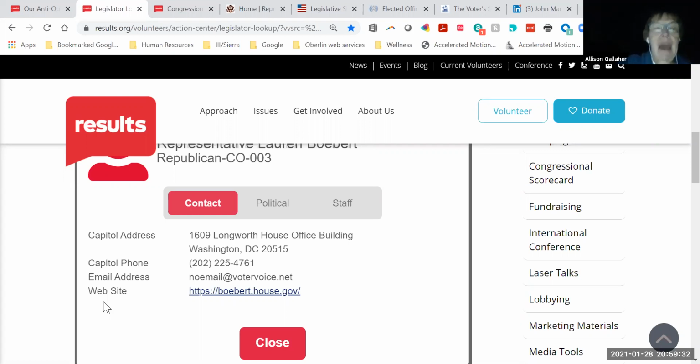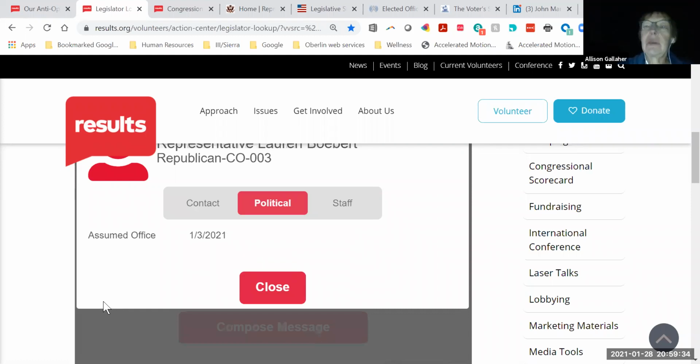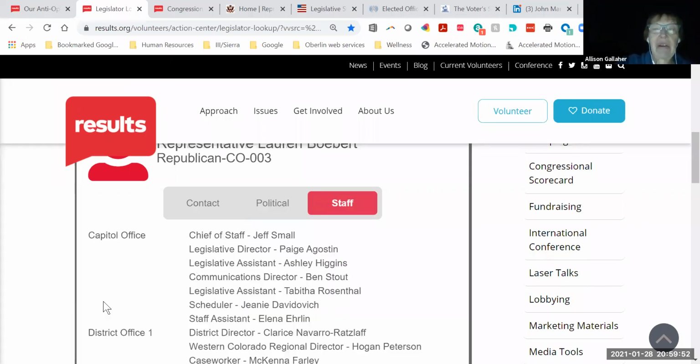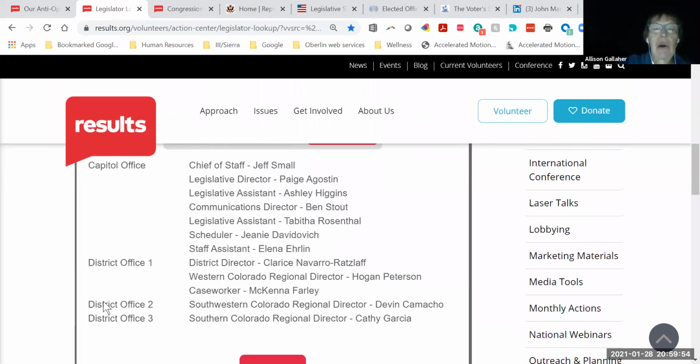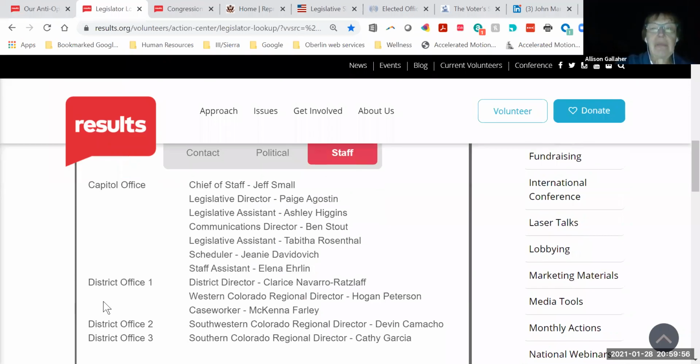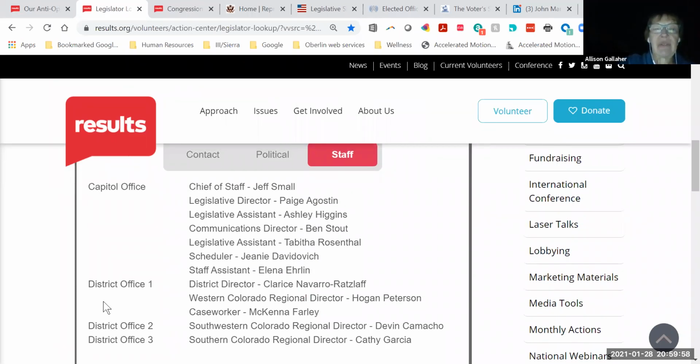The political tab, again, only shows that she took office on January 3rd of 2021. She does have committee assignments, but they were just made 2 days ago and they haven't shown up in this directory yet. But they do have a very nice staff list. So this is a starting point. We can find her scheduler, Jeannie Davidovich, and start making some connections.